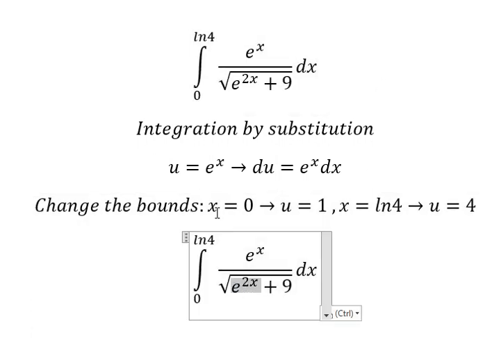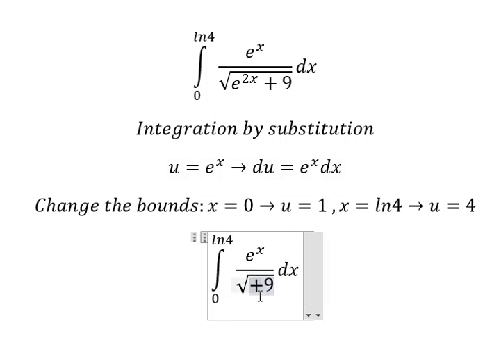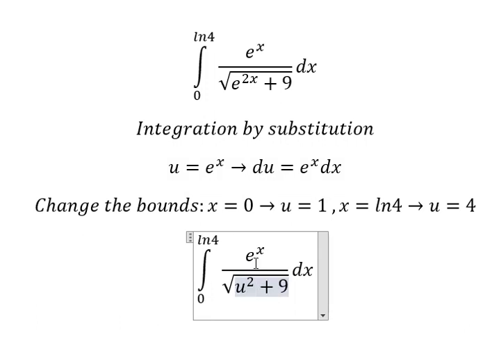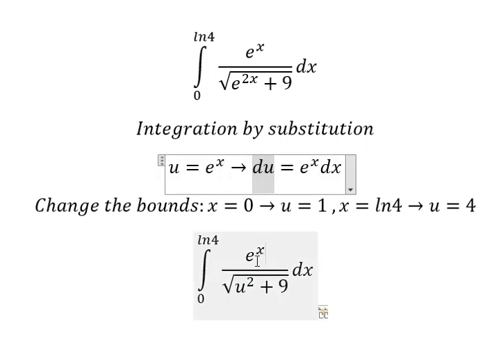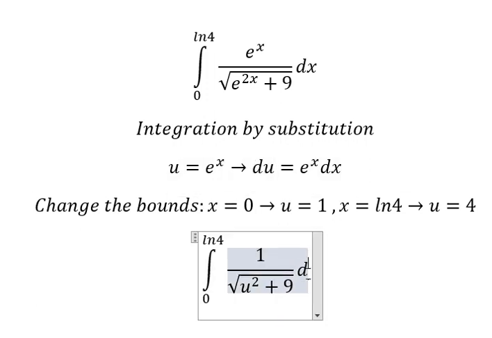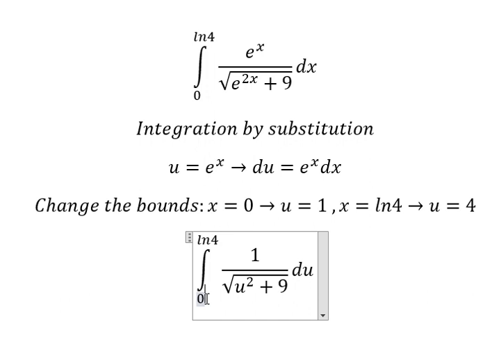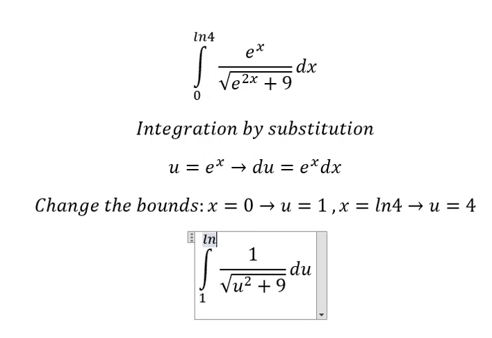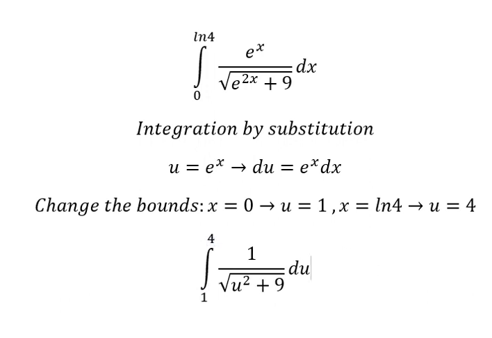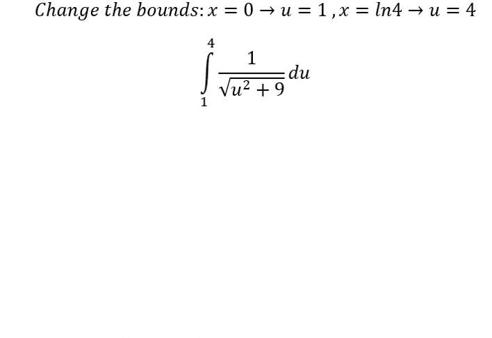So this one we change to u, but we have the number 2, that is u squared. e to the power of s ds we change to du. 0 we change to 1. This one we change to 4. Next we have the formula in here.